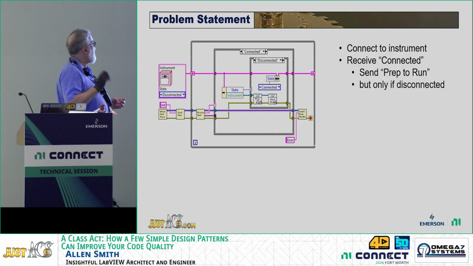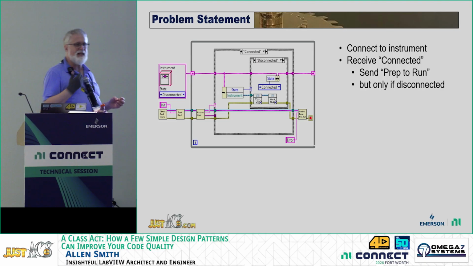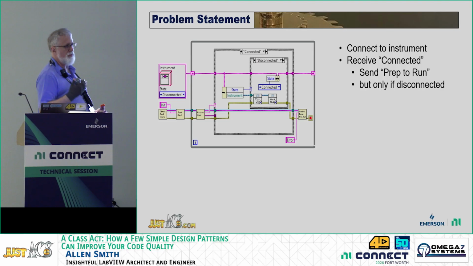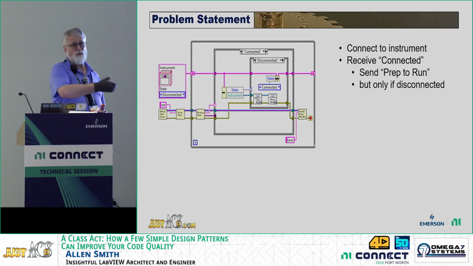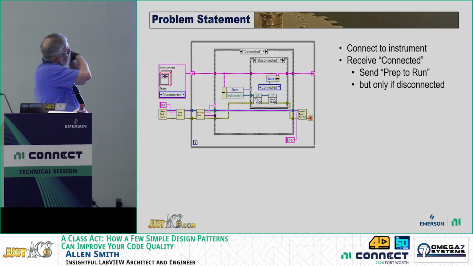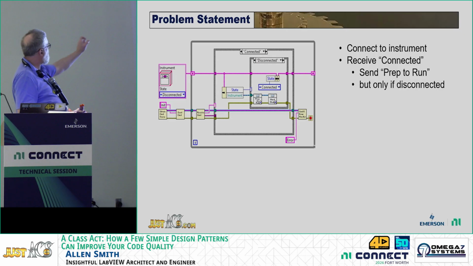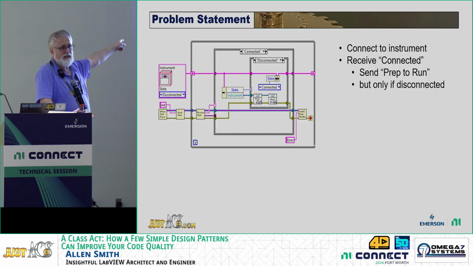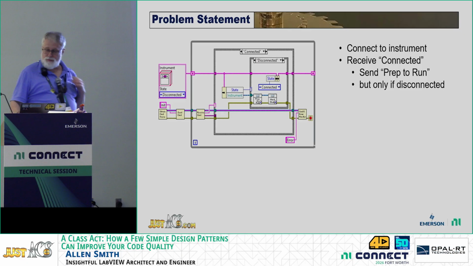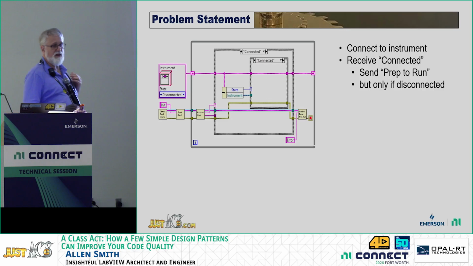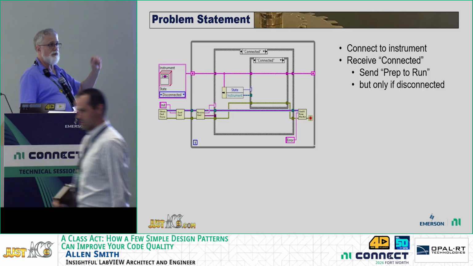I only wanted to handle it if I got an extra connected, which for reasons I can't recall at the moment occasionally happened. I did not want to send a prep to run again because that would reset everything. That would be terrible. So I only want to prep to run if I'm coming from disconnected. So now I'm tracking state. Am I connected? Am I disconnected? If I'm disconnected, then I'll send prep to run. Or if I'm connected, I'll do nothing. So my logic's gotten a little more complex.